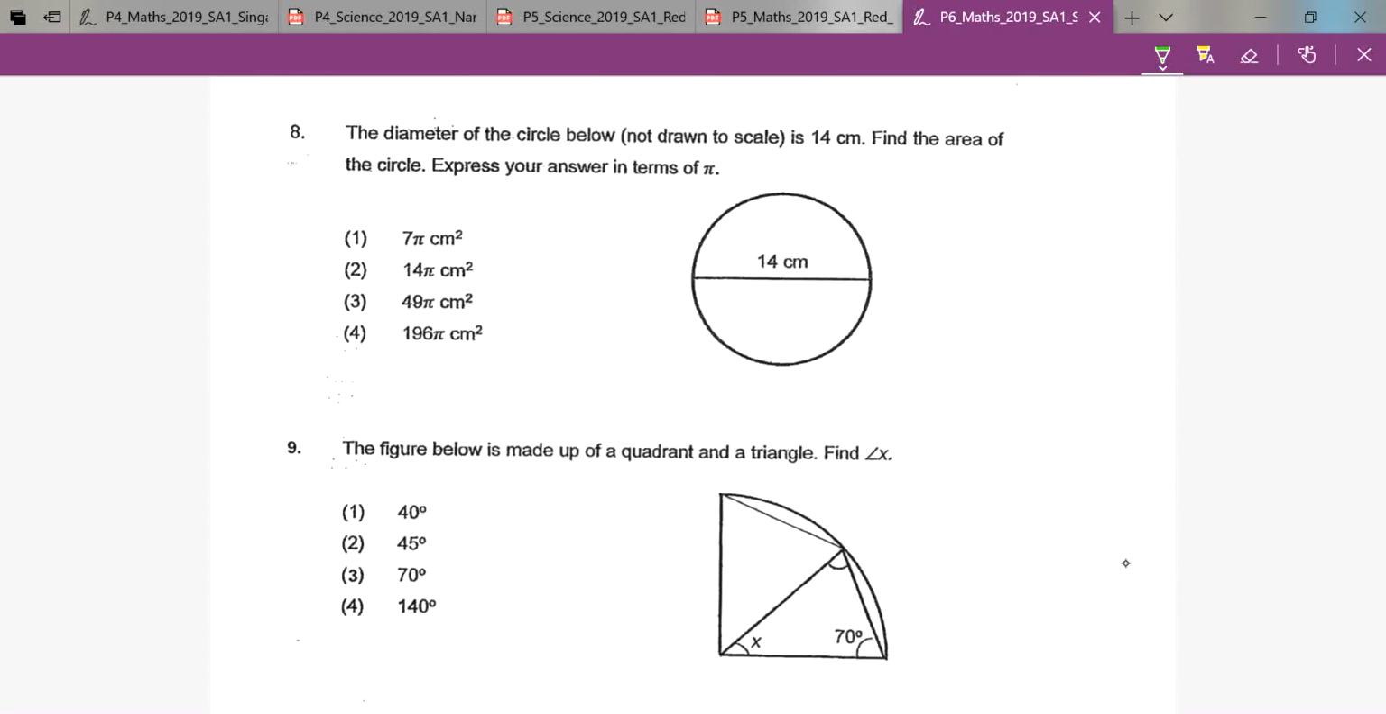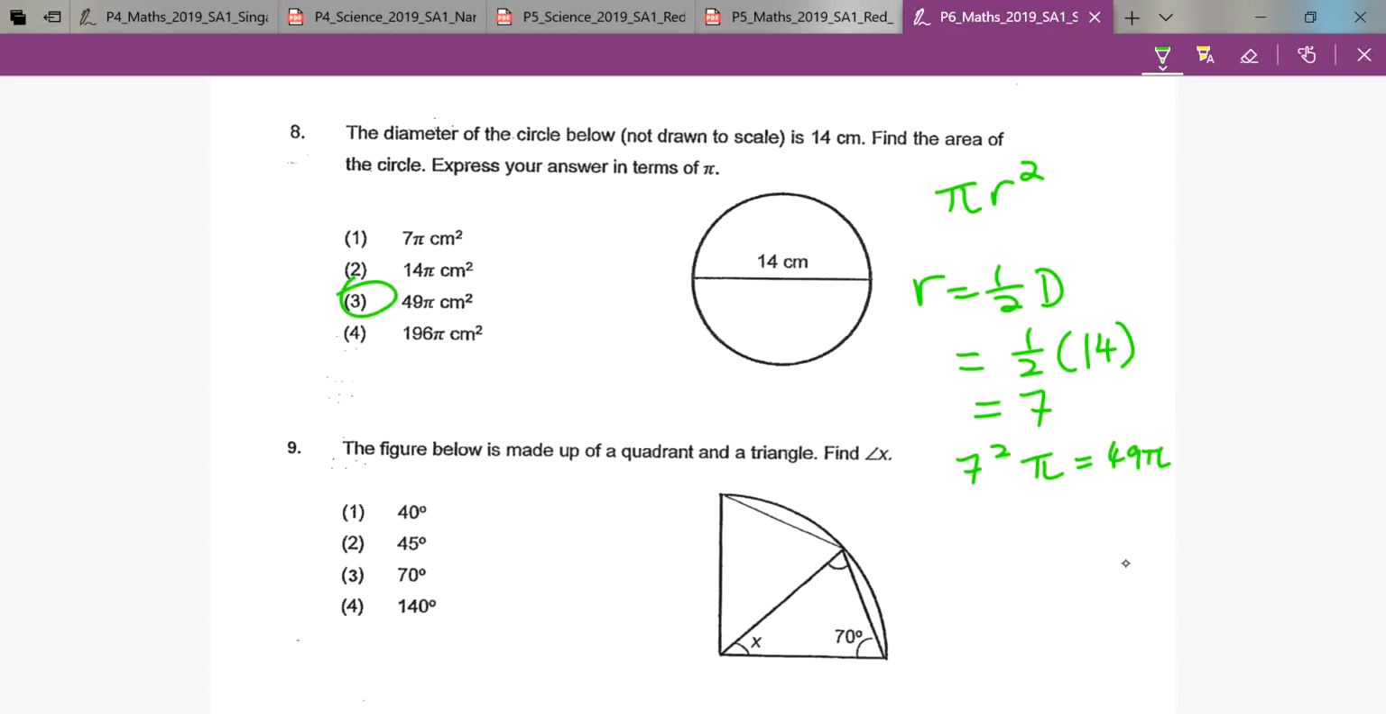Question 8. The diameter of the circle below, not drawn to scale, is 14 cm. Find the area of the circle. Express your answer in terms of pi. So area of circle, the formula is pi r square, right? What is r? R is half the diameter. What is the diameter here? The diameter here is 14. So radius is 7. So in terms of pi, find the area in terms of pi. That would just be 7 square pi, and that is 49 pi. Answer is option 3.